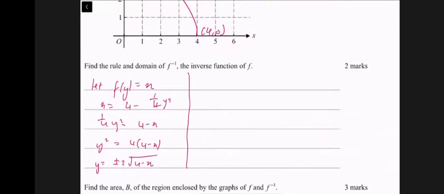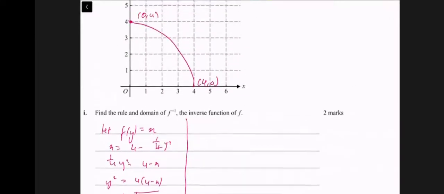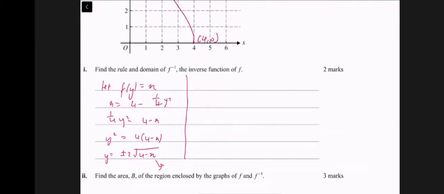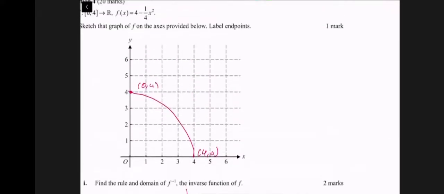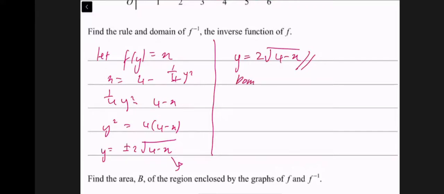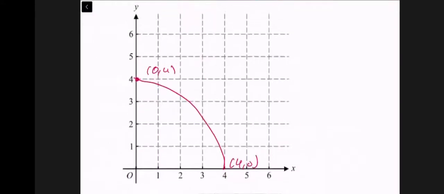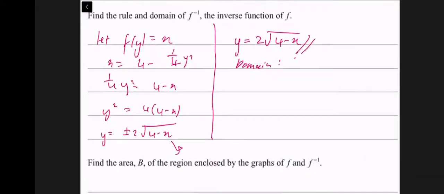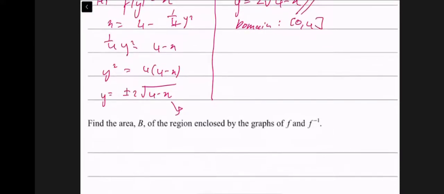And then when you're considering whether it's plus or minus, the range of this has to be the domain of f(x). So the domain is from 0 to 4. So since the domain is always positive, the range of f inverse x is always going to be positive. So that's why you choose the positive. And then the domain of f inverse x is going to be the range of f(x). So the range of f(x) is 0 to 4, both inclusive.